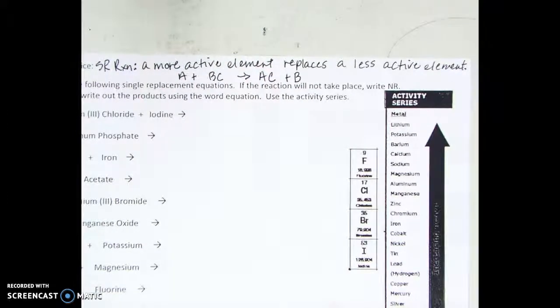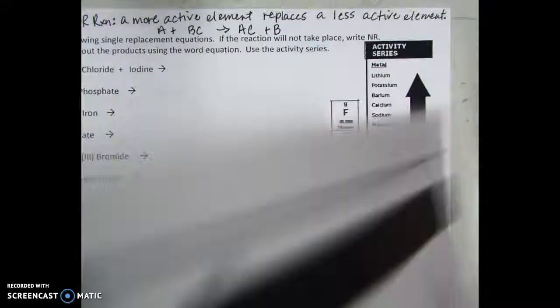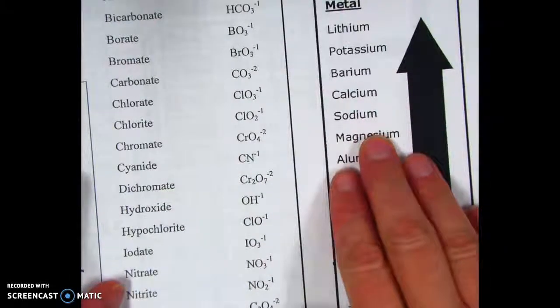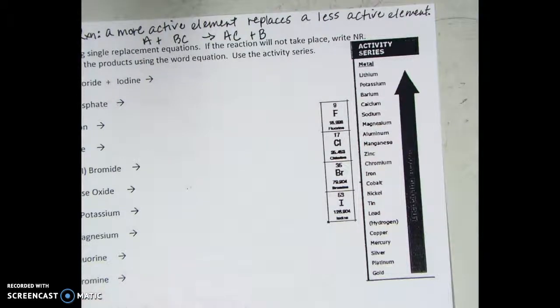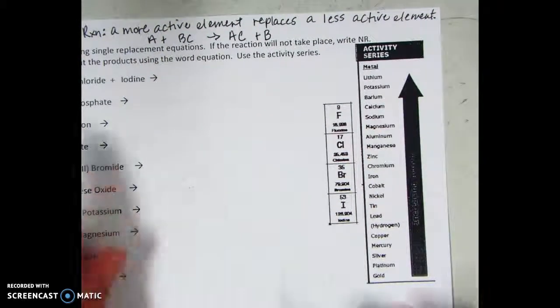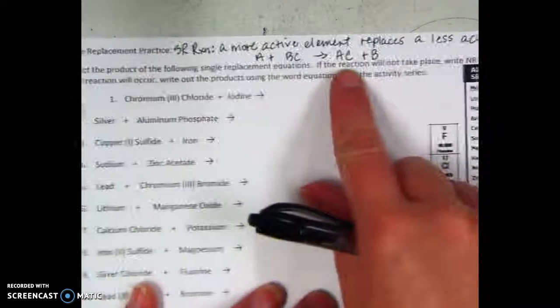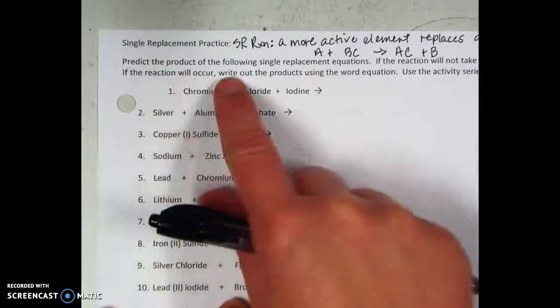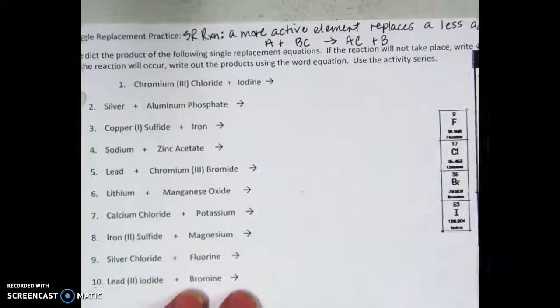Okay. So some of you have seen on the back of your periodic table this activity series that we had along with the polyatomic ions. You can use this one since it's bigger if you'd like. You just have to add the halogens to it. So we're going to predict the product of the following single replacement reactions. If the reaction will not take place, write NR. Do not write no, write NR. If the reaction will occur, we're going to write out the products using the word equations. We use the activity series.